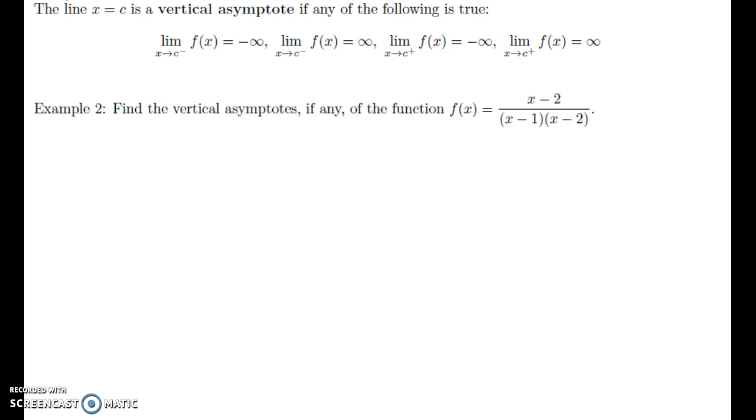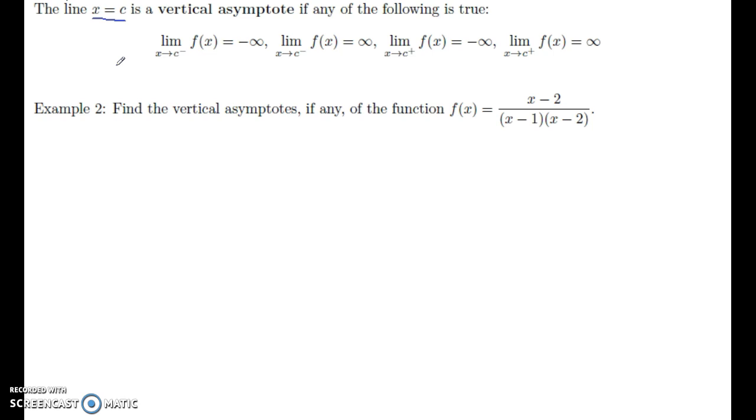First, we take a look at the definition of a vertical asymptote. The line x equals c is a vertical asymptote if any of the following is true. If the function f of x, as x approaches c from the left or right, has either negative infinity or positive infinity as its limit, then the line x equals c is a vertical asymptote. So the first question is, how do you know what c you're looking for?